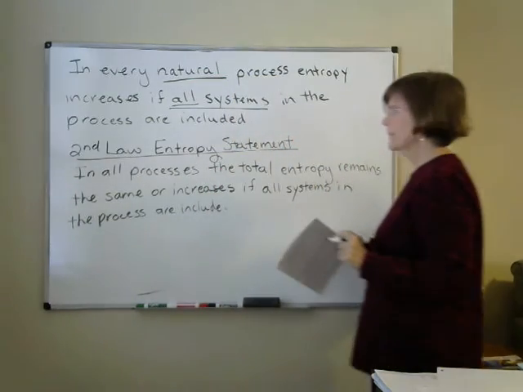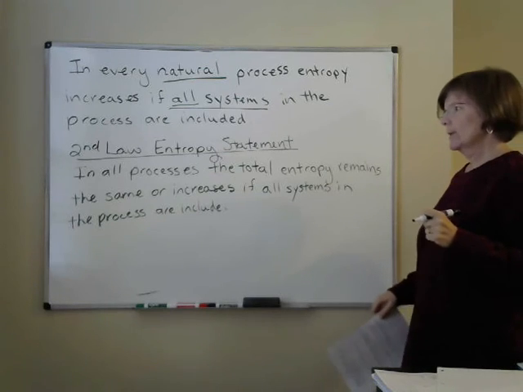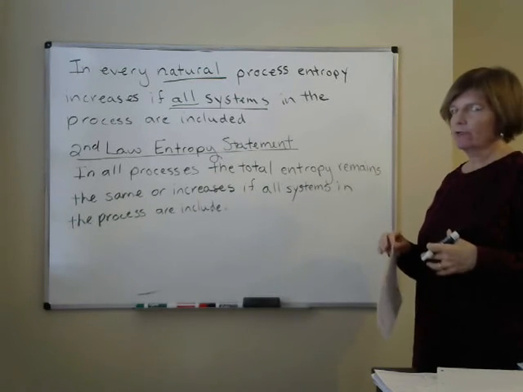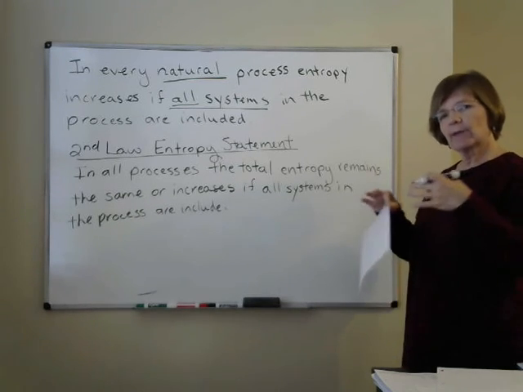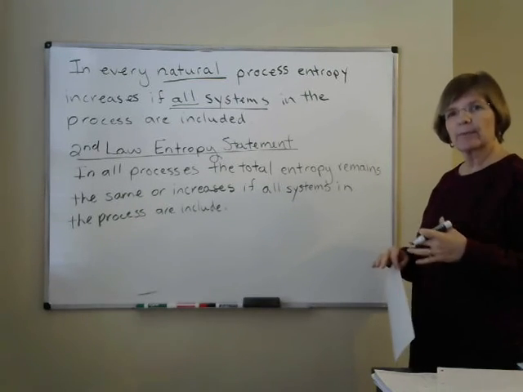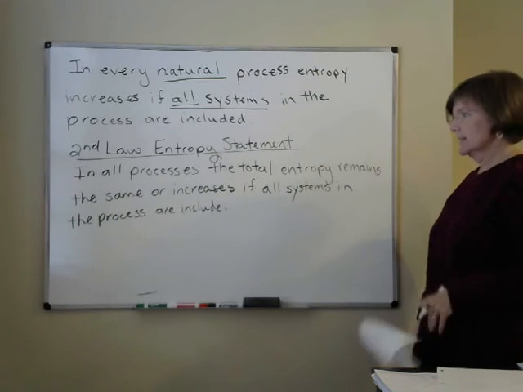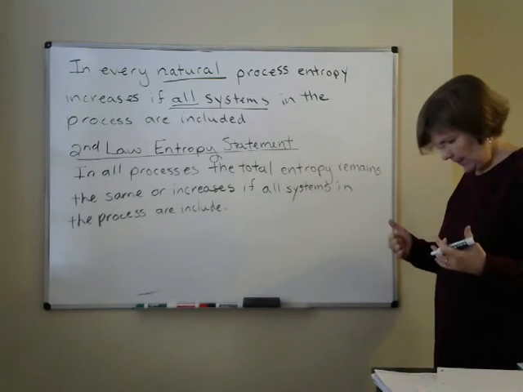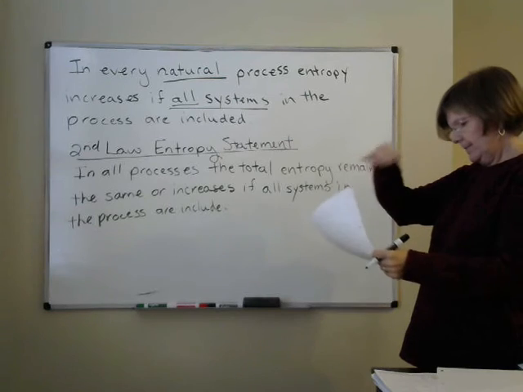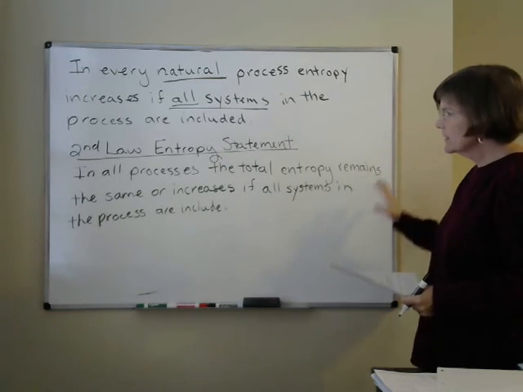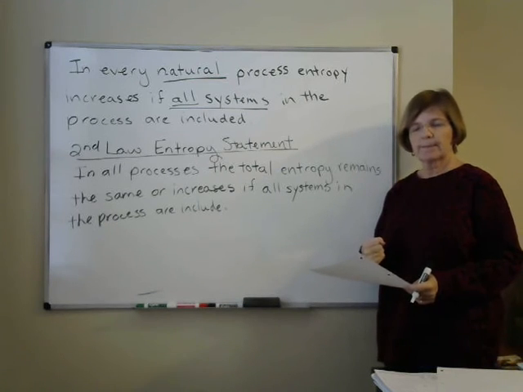Now, in order to have a process where the total entropy remains the same, that's not going to be a natural process. That's probably going to be something very carefully controlled where everything remains in thermodynamic equilibrium and evolves very slowly. But in natural processes, that entropy always goes up. So a result of this is the entropy of the universe is always increasing, always.